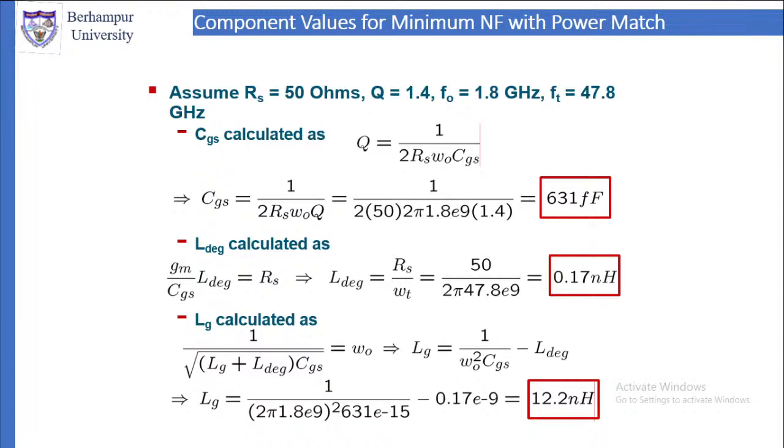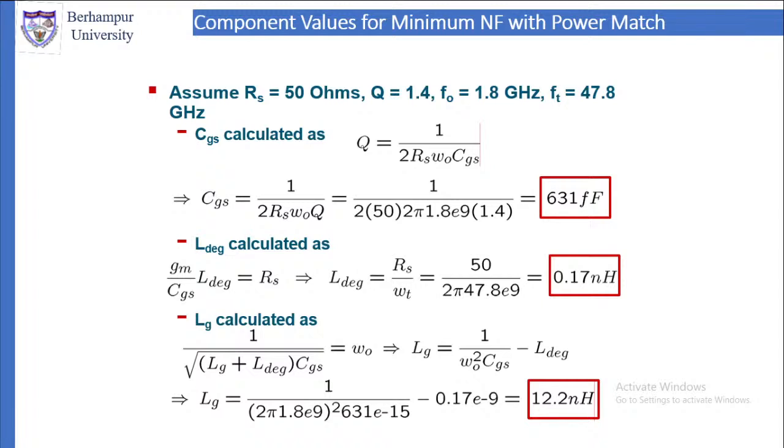Put the values: 1 / (2 RS) with RS = 50, ω0 = 2π F0, so 2π into 1.8 into 10 to the power 9, then Q = 1.4. Put these values, CGS = 631 femtofarad.